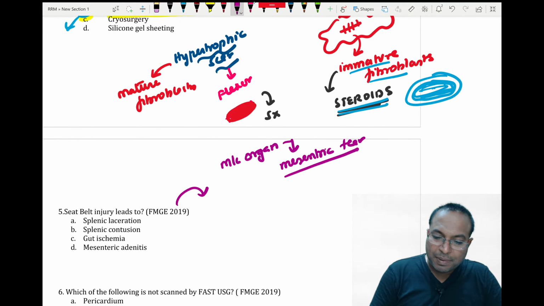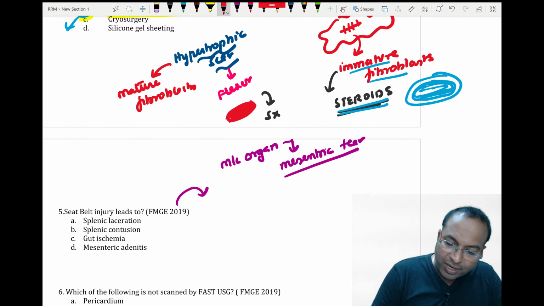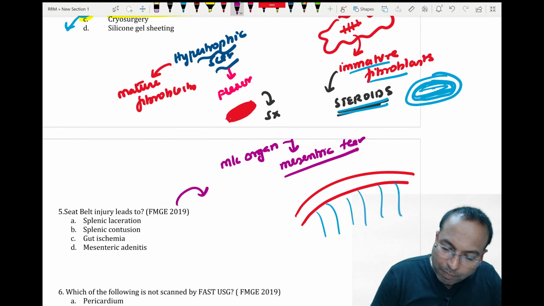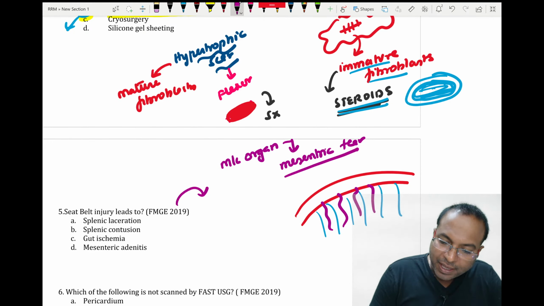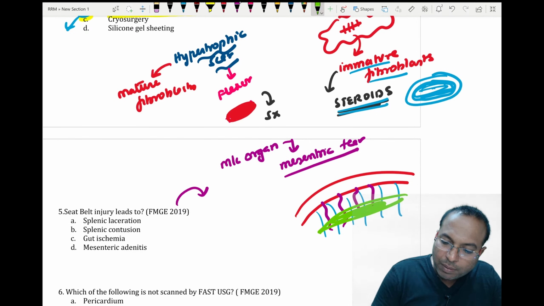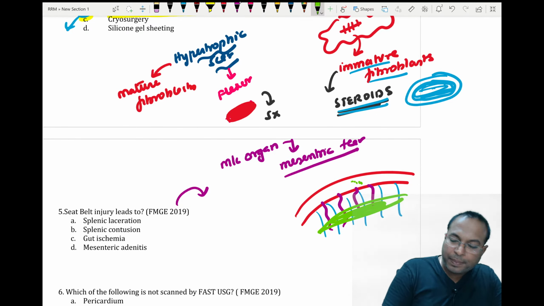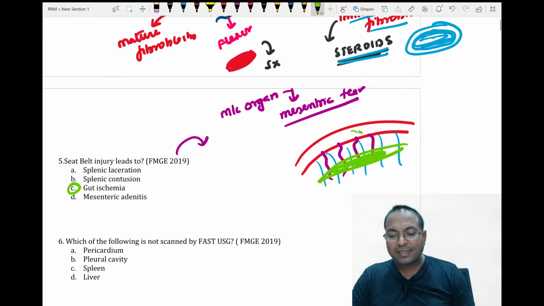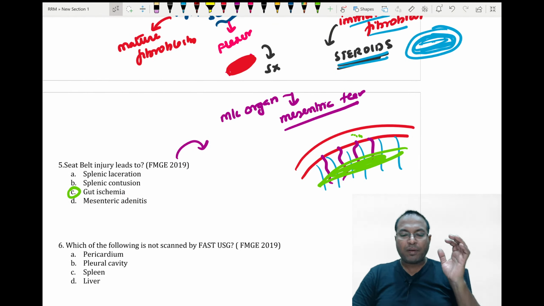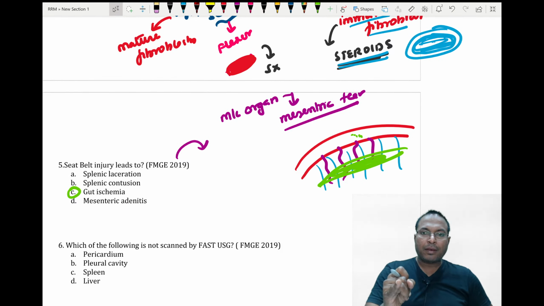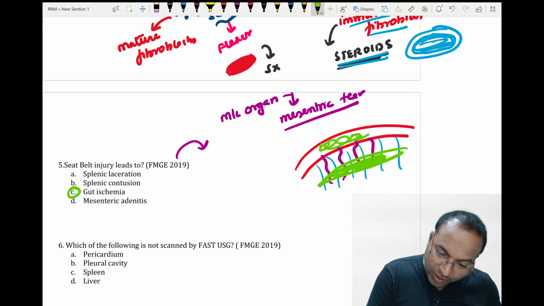What happens if there is a mesenteric tear? That is a question here. For example, this is the bowel and this is the mesentery. The mesentery will have blood vessels going like this to the bowel. If a mesentery gets a tear like this, the blood vessel to the bowel will be lost and the bowel will go for gut ischemia. So the answer is C, gut ischemia. So the most common organ injured in seat belt injury is mesenteric tear causing GIT ischemia. The bowel will go for gangrene.